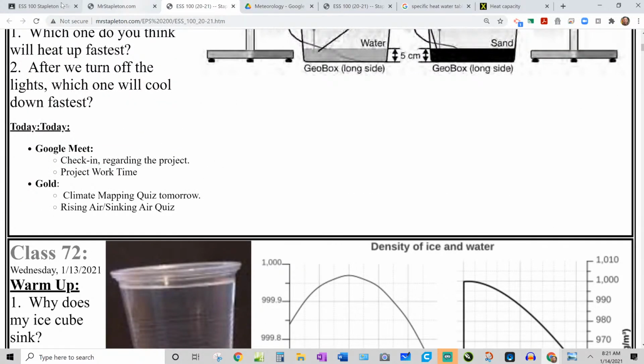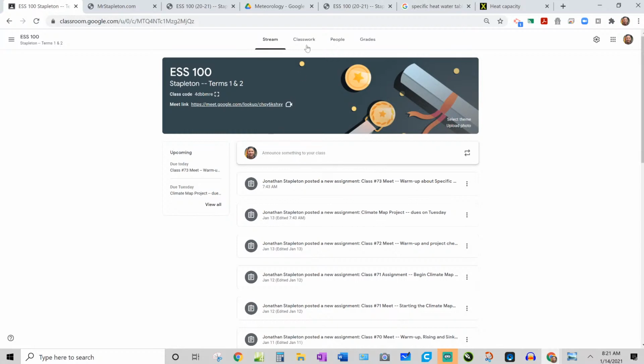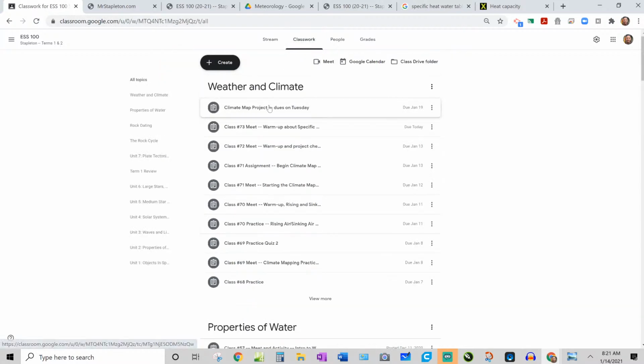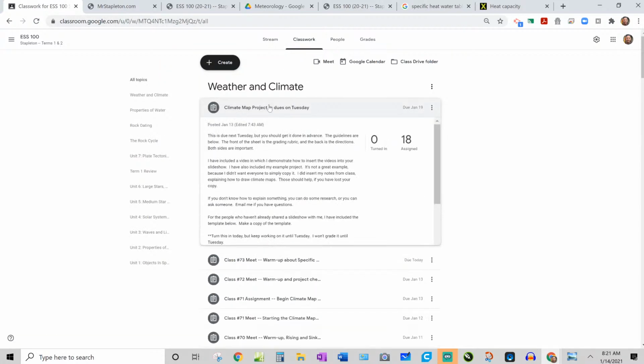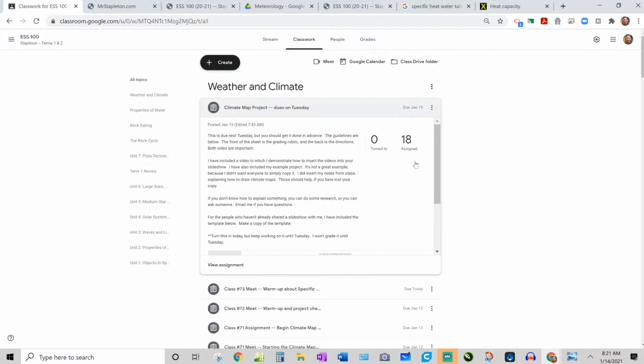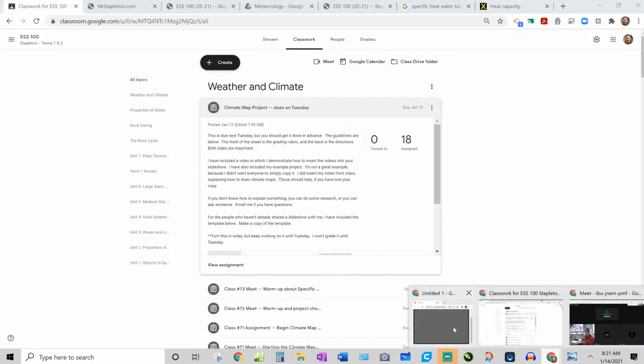So the project, I just want to show you what's been turned in over the last 24 hours. This is the climate map project. 0 turned in, 18 assigned. So today I would like everybody to turn in your project. It doesn't mean it's done. I just want you to turn it in.